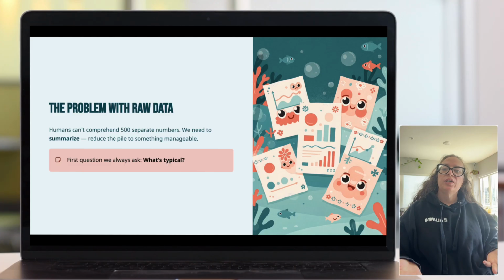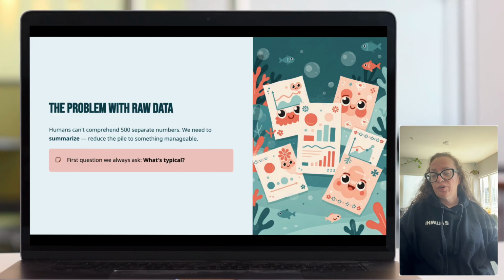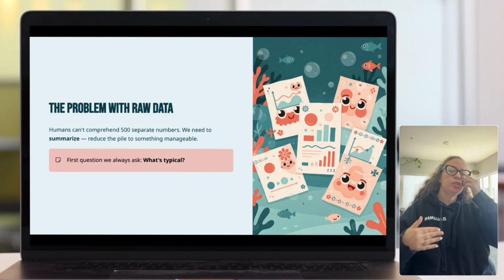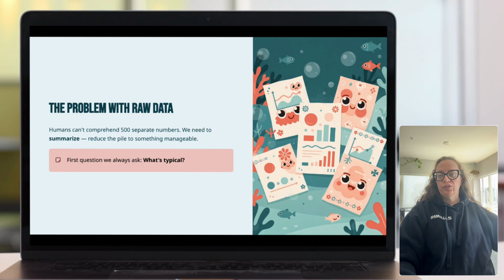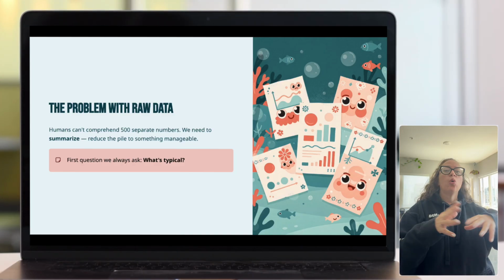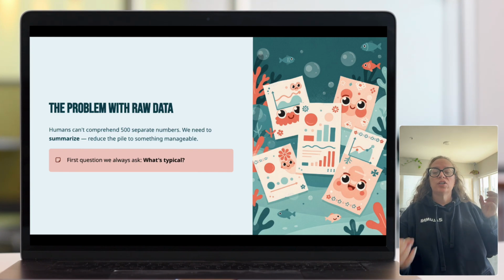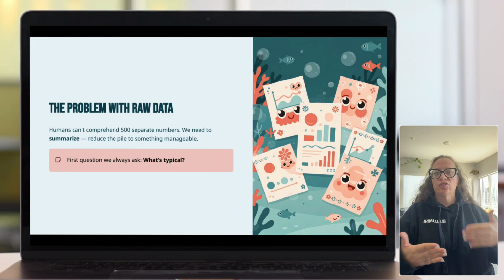Here's the problem. Human beings can't comprehend 500 separate numbers, right? We can't hold them all in our mind at once. Our eyes glaze over and the information just becomes noise. We need to do something to make sense of it. We need to summarize. We need to reduce that pile of numbers to something manageable, to a few values that capture what the whole pile represents. And the first question we typically ask is, what is typical? Where does the distribution sit? What's the center?